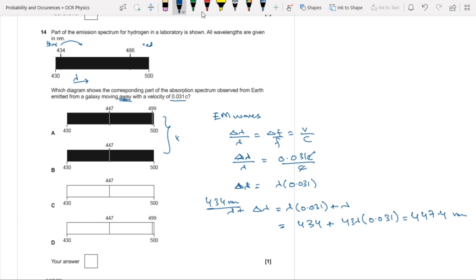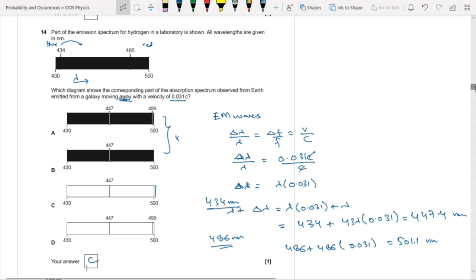This comes out to be 447.4 nanometers. Similarly, the 486 nanometer should be redshifted to 486 plus 486 times 0.031, and that is 501.1 nanometers. So this should be out of the viewing window. So option C appears to be the right answer, because our particular redshifted wavelength would be around here, out of the window. So C would be the right answer.